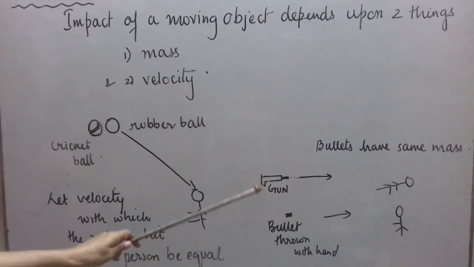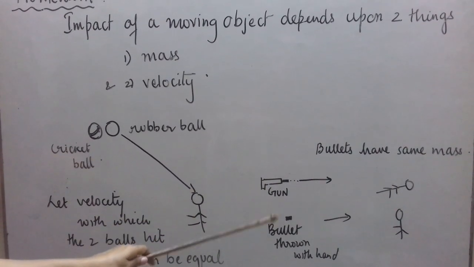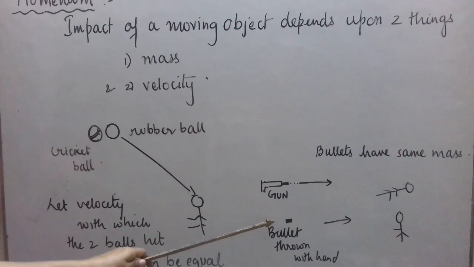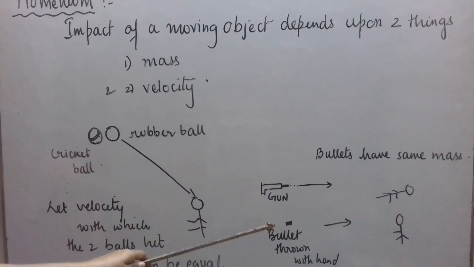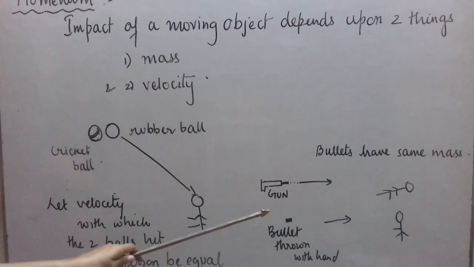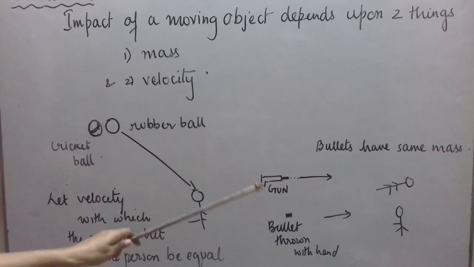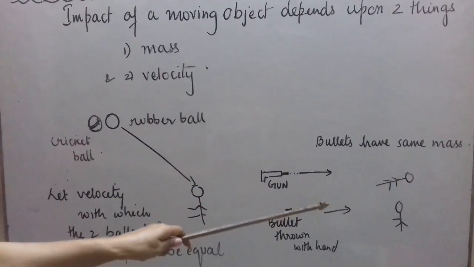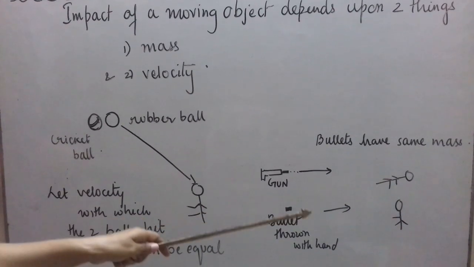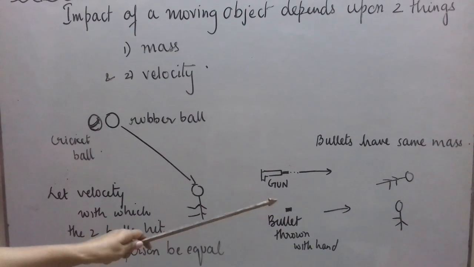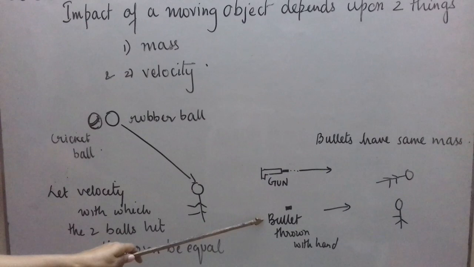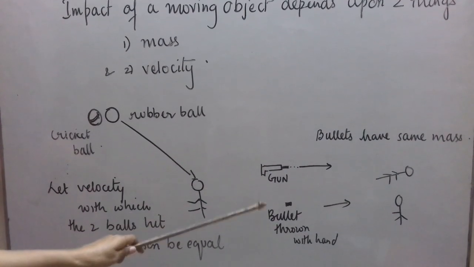Secondly, suppose the same bullet is there, same bullet means a similar bullet with the same mass. If someone who doesn't have a gun throws it towards that person, do you think he will die or he will get hurt? No, not at all. So in this case, what is the difference?